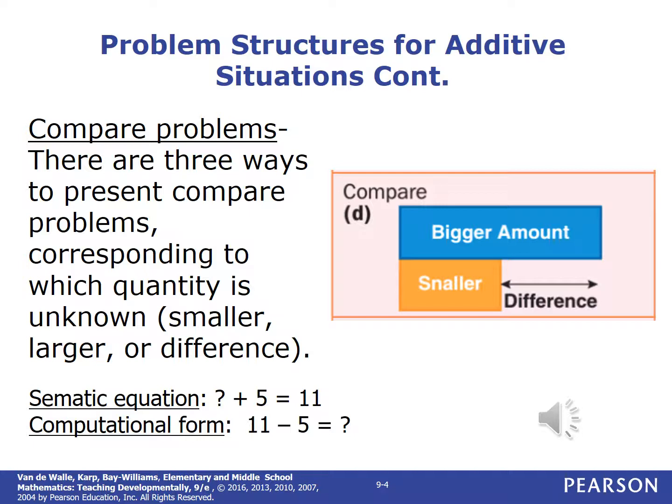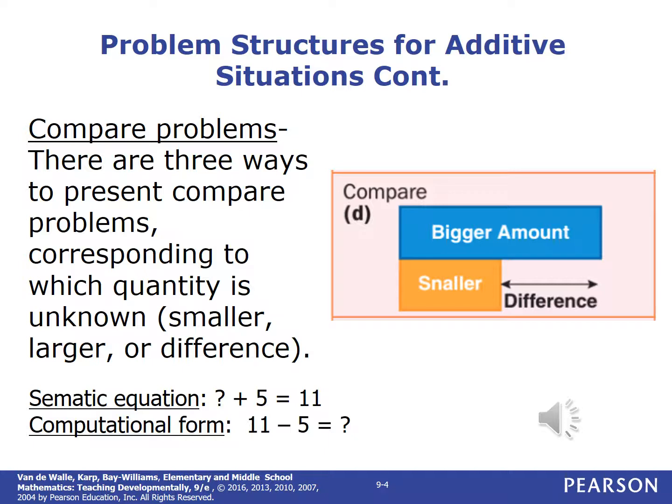The last type of structure are compare problems. Compare problems involve the comparison of two quantities. The third amount in these problems does not actually exist, but it's the difference between the two amounts. Like part-whole problems, compare problems typically do not involve a physical action. Comparison problems generally use the words how many more or how many fewer. For instance, the problem, John has 4 fewer pennies than Sam. Sam has 12 pennies. How many pennies does John have? That represents a compare problem.